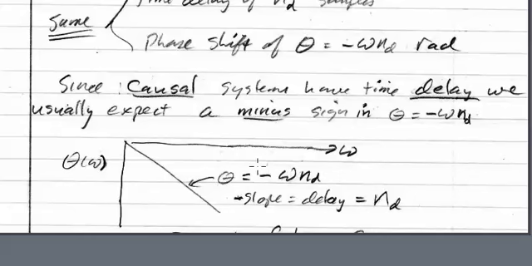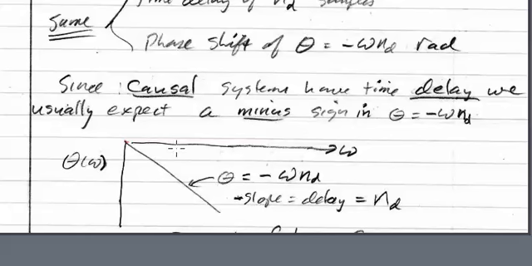Here's an example of linear phase. Frequency in omega is on this axis. Phase is on this axis. Phase is an odd function, so it always goes through the origin. So I'm not drawing the negative frequencies here for this example. So it's just a straight line. Theta equals minus omega n sub d is just a straight line with a negative slope. And if you look at this equation, the slope is equal to whatever multiplies omega, and we got a minus sign there. So the slope of this line is equal to delay.